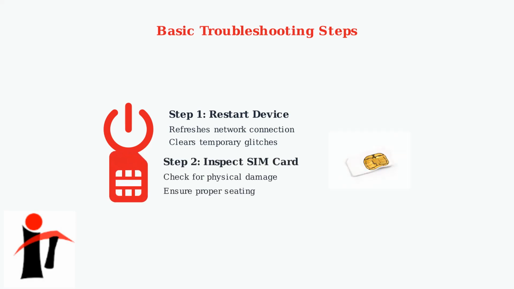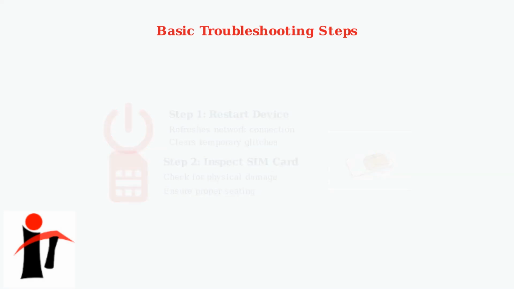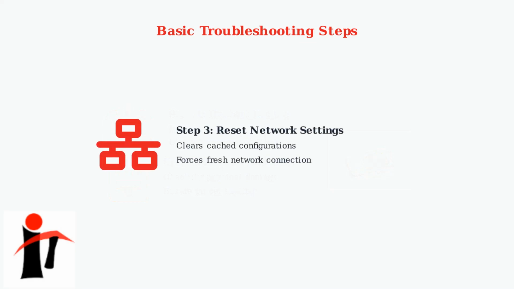Remove it from the SIM tray and check for any physical damage, dirt, or improper seating. A damaged or loose SIM card can prevent network connectivity. Step 3. Reset your network settings. This clears any cached network configurations that might be causing connectivity issues and forces your device to reconnect fresh to the network. These 3 basic troubleshooting steps, restarting your device, inspecting your SIM card, and resetting network settings, can resolve many common no-service issues with Consumer Cellular.